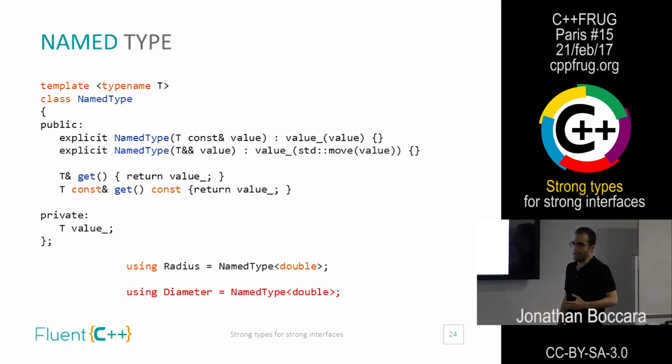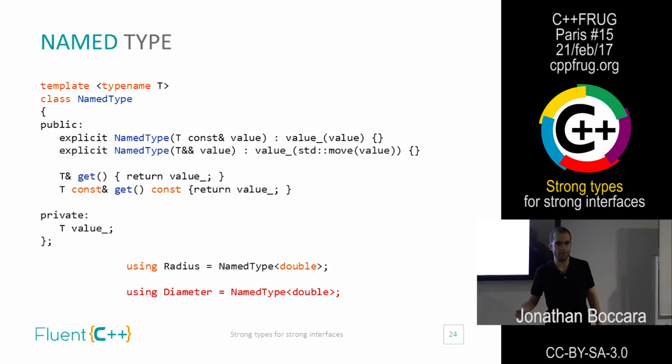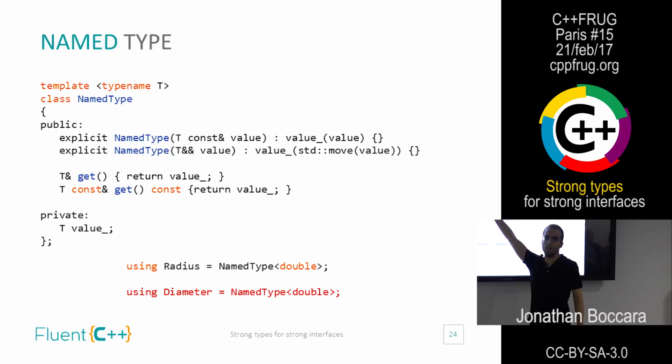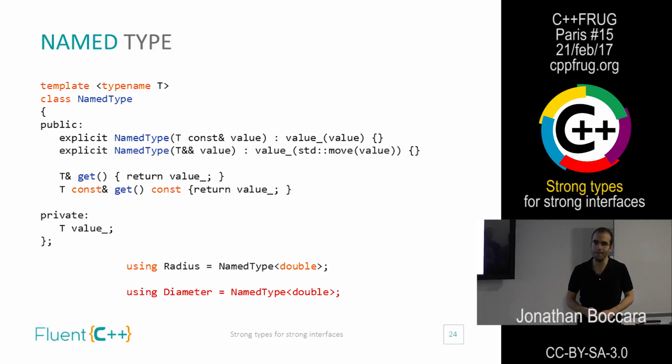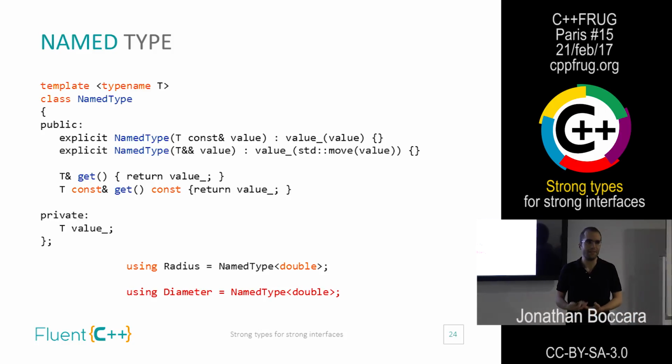To instantiate a NamedType like radius, I can just use that NamedType class and pass double as the template parameter. So that's all good, and we're all happy, except for one thing. When I use diameter, that doesn't work. I mean, it actually works, it compiles, but we're back to square one.